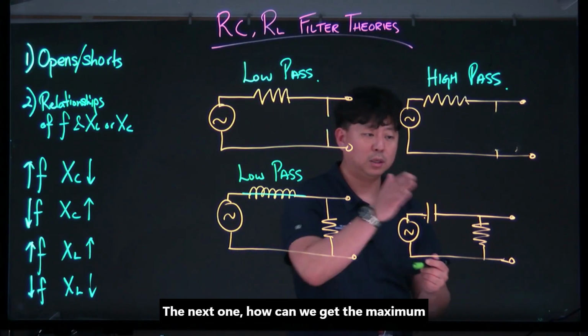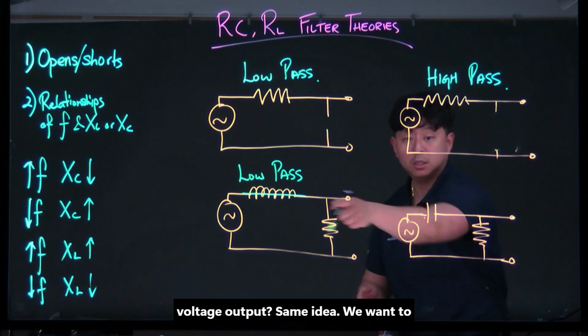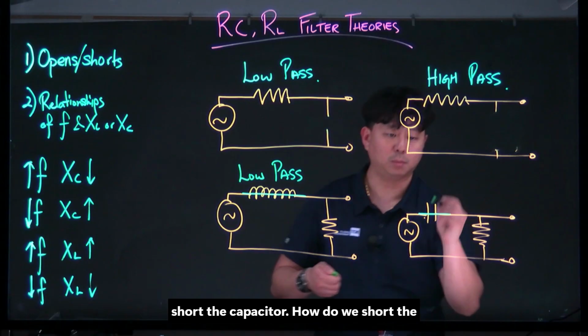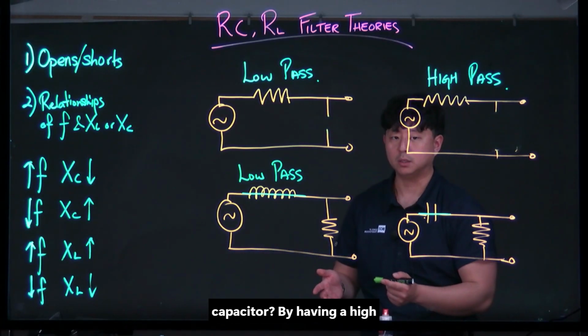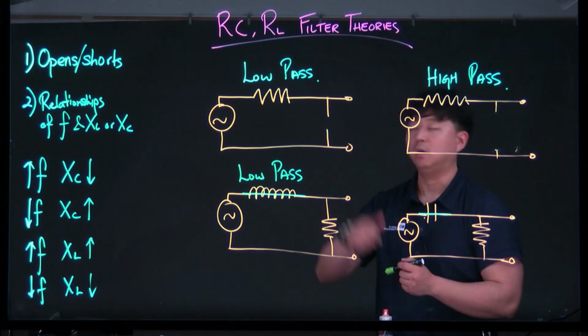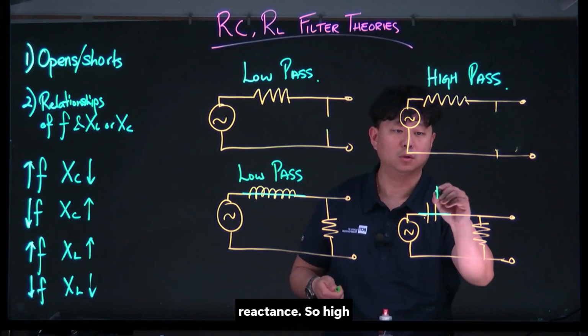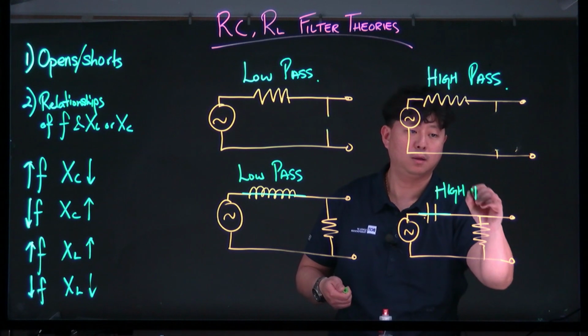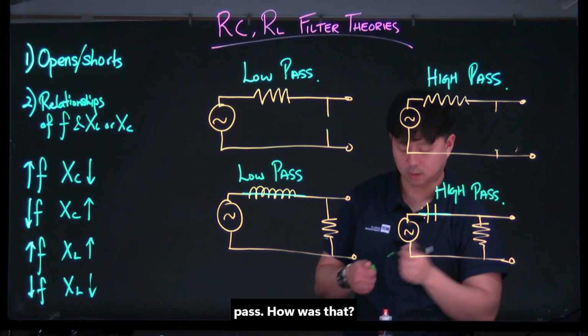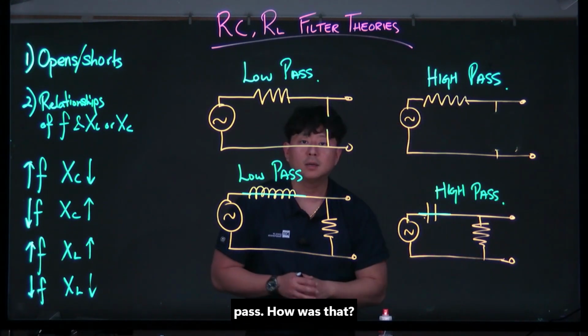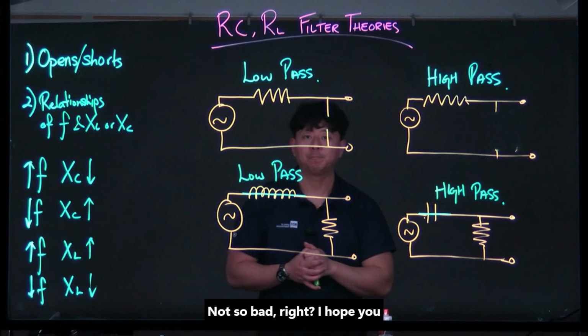The next one, how can we get the maximum voltage output? Same idea. We want to short the capacitor. How do we short the capacitor? By having a high frequency. High frequency, low reactance. So high pass. How was that? Not so bad, right?